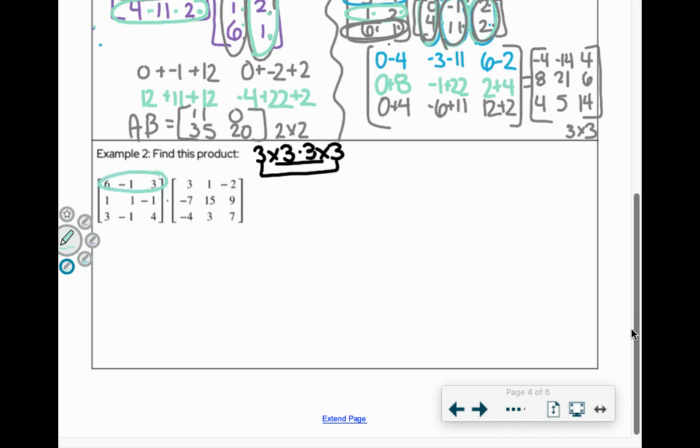So, first row, first column. 6 times 3 is 18. Negative 1 times negative 7 is positive 7. And 3 times negative 4 is negative 12.